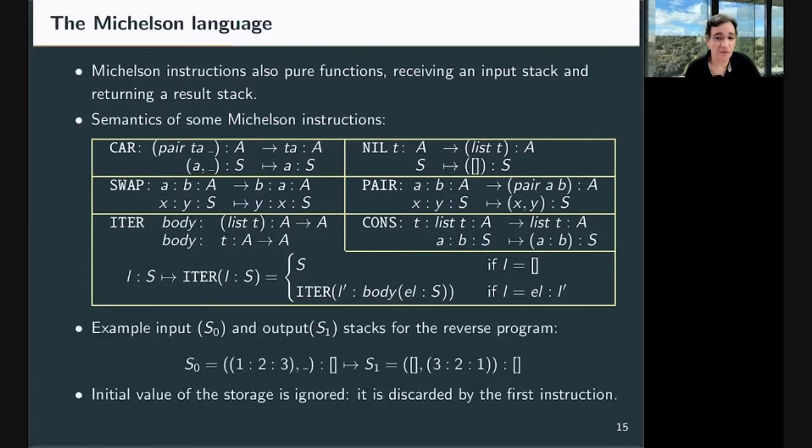As a concrete example of the operation of the interpreter, a call to the previous contract with a list of numbers from 1 to 3 as parameter would present the following input and output stacks, as you see here. Note that since the first instruction, car, in the contract discards the storage, the value of the storage at the beginning of the execution doesn't matter or affect at all the result of the computation.